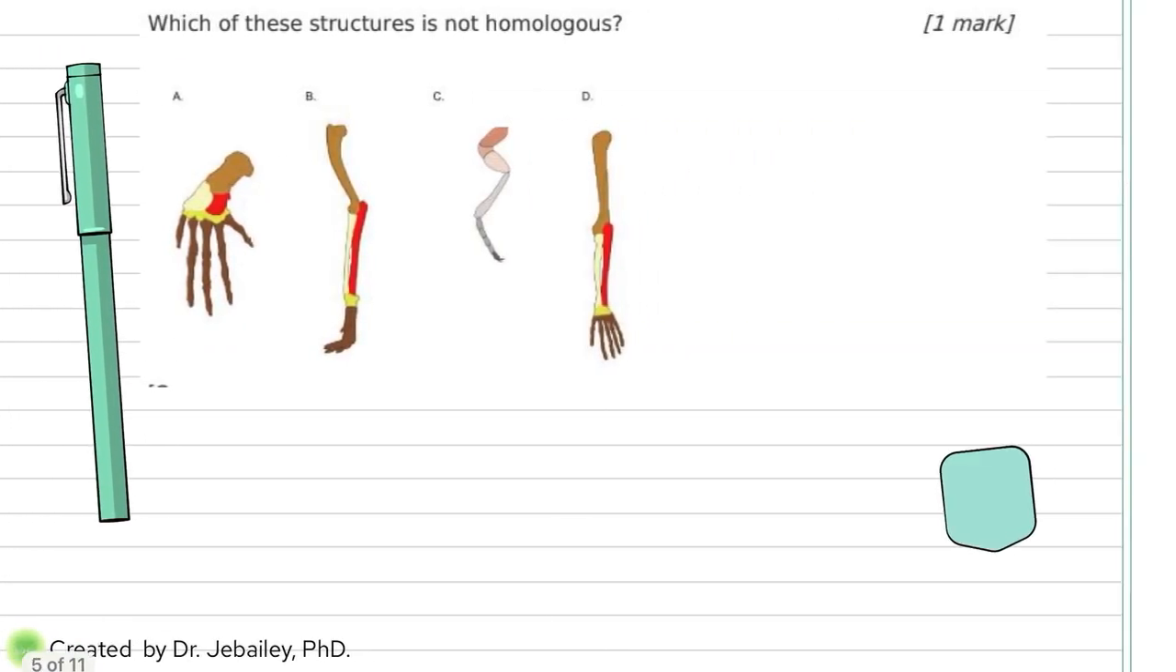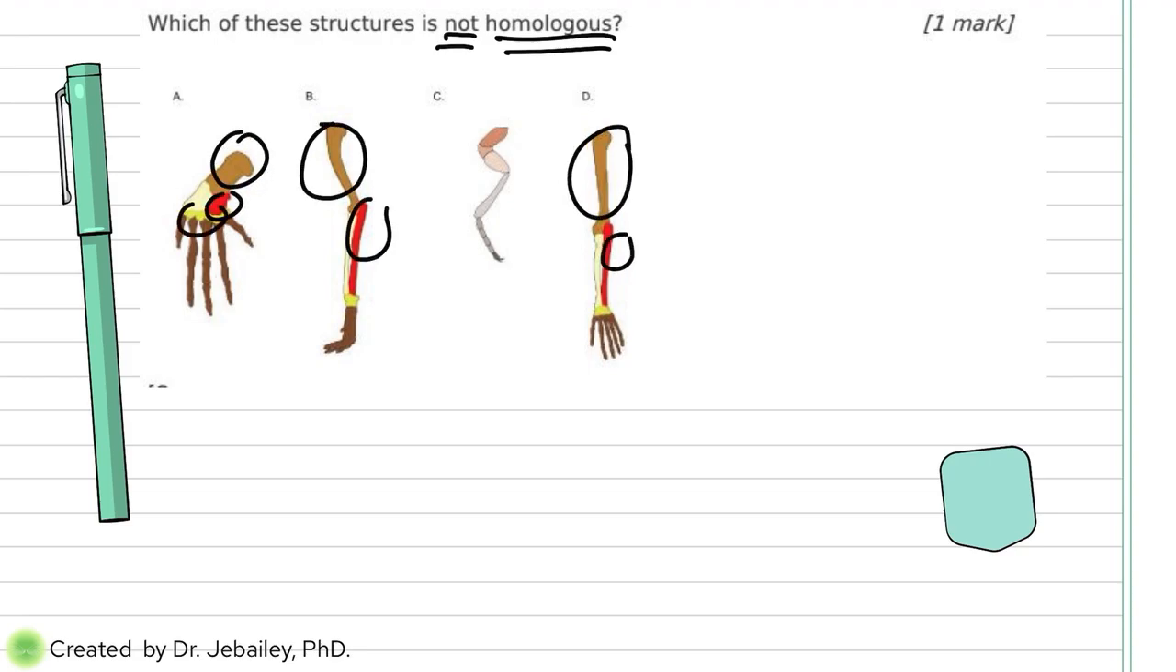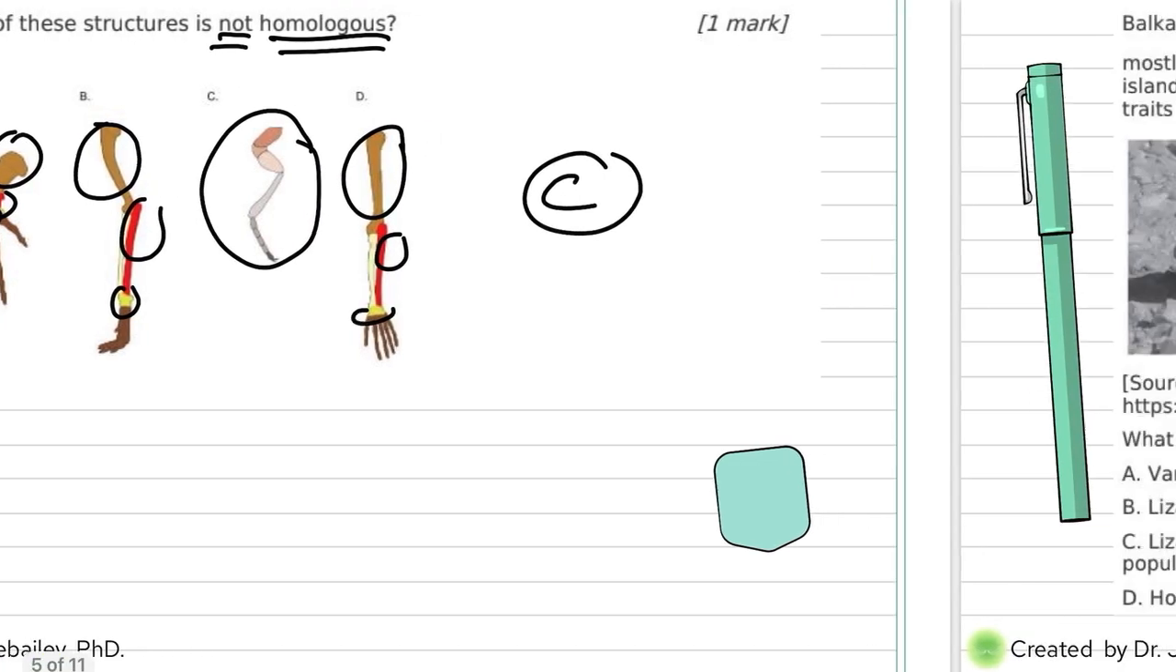Now, in this question here, it says, which of these structures is not homologous? That means they're not the same. You can easily see that these all have the bones, and they have the red section, and they have the yellow. But this one doesn't. So homologous means they have to have the same structure. So C is the answer. It does not have it.